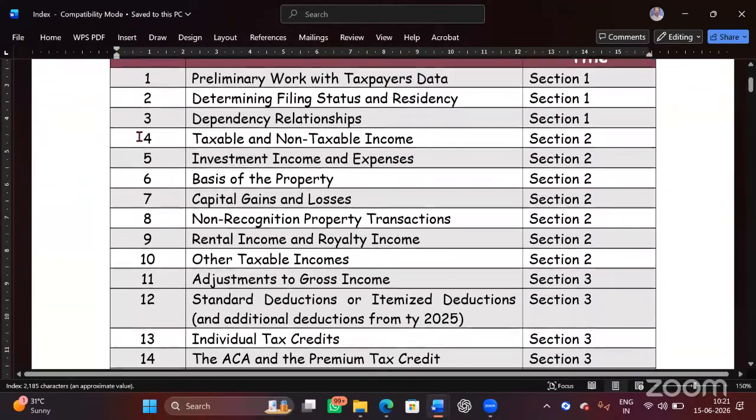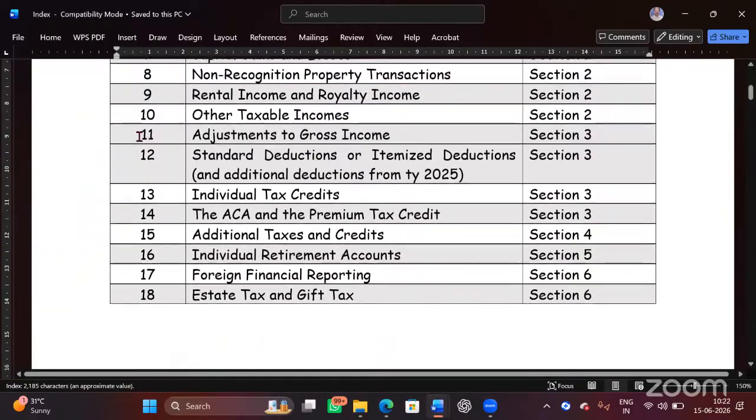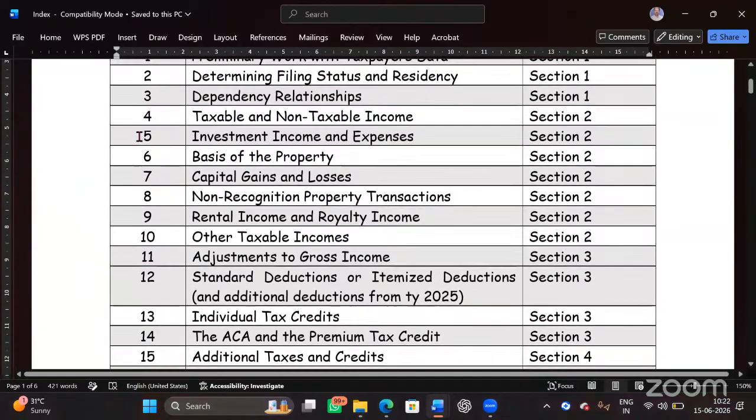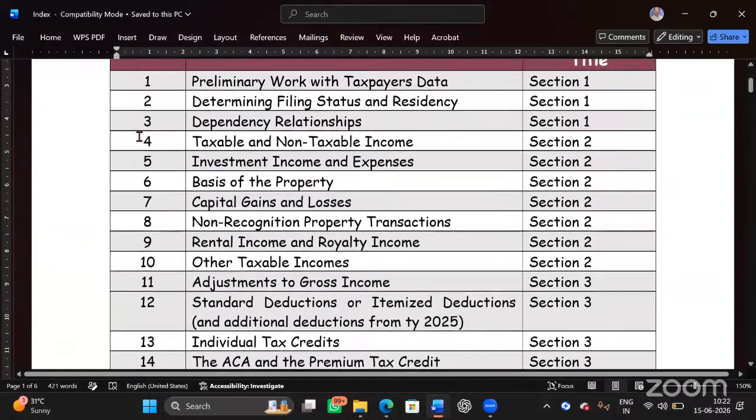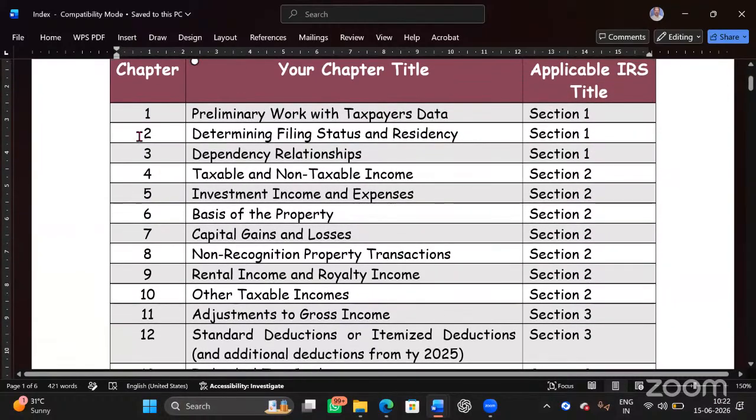This index of our syllabus is already covered. In total we are going to cover the entire part 1 in 18 topics. Now let us start with the preliminary work, taxpayers data.